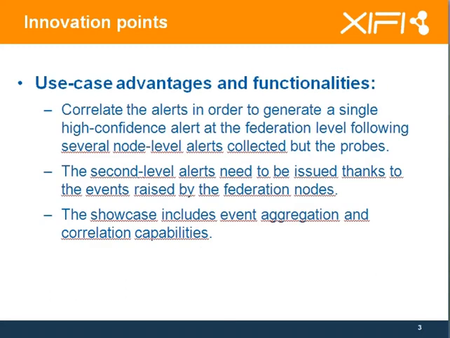What are the innovation points in this use case? This use case presents the following advantages and functionalities. First, it allows to correlate the alerts in order to generate a single high-confidence alert at the federation level following several node-level alerts collected by the probes. Second, the second-level alerts need to be issued thanks to the events raised by the federation nodes. And third, the showcase includes event aggregation and correlation capabilities.